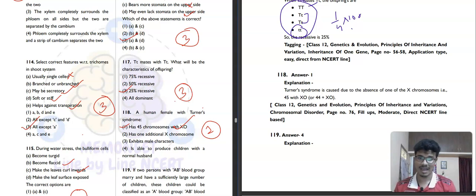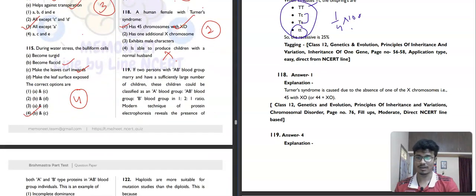Then is able to produce children. No, they are rudimentary. The ovaries are rudimentary. You know that. Okay. So question number 119.